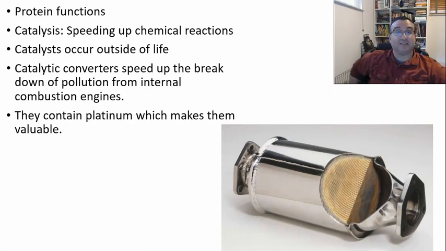It can occur outside of life. Catalysts can happen, for example, in the catalytic converter of a car, where it speeds up the breakdown of pollution from internal combustion engines. Now, catalytic converters work using platinum, which is a valuable metal, which makes them a valuable part of the automobile. But that's a place where the speeding up of a chemical reaction happens outside of life.